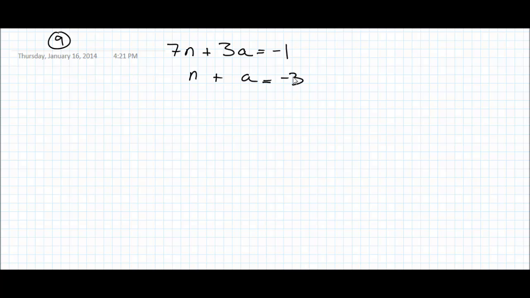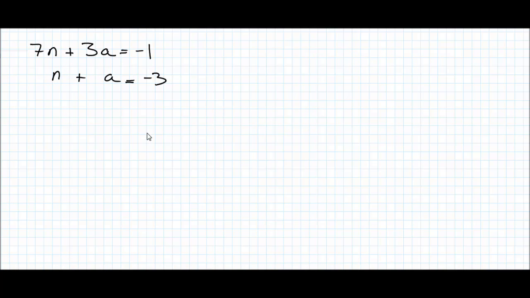Okay, you can do this a few different ways. You could use substitution. You could just solve for n or a and plug in. You could use elimination. I'm going to use elimination just because we're kind of in that mode. But again, you could do it either way. So I'm going to write the first equation again. 7n plus 3a equals negative 1. I'm going to multiply the second equation by negative 3 across the board.